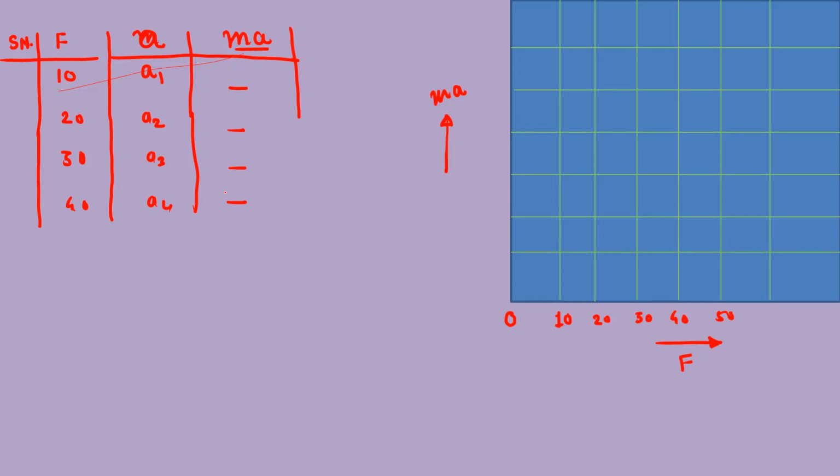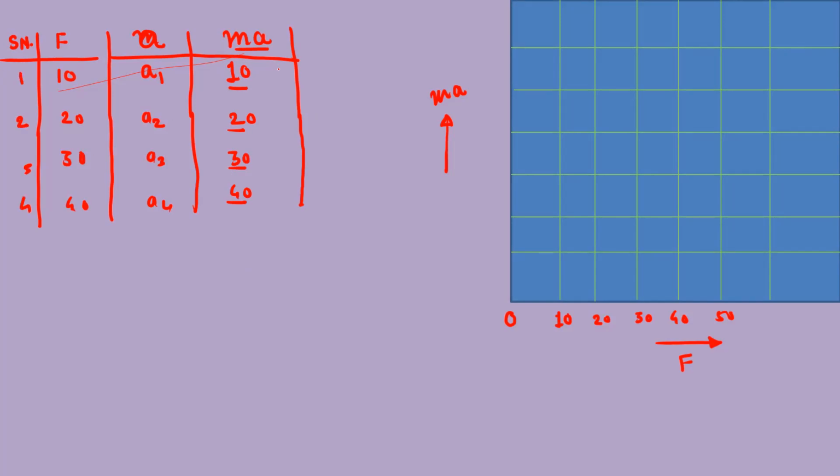If you perform the experiment very accurately, then this mass into acceleration value will be close to the external force. Theoretically, it should be equal to the force. So you will get this value as 10, this is 20, this is 30, this is 40, and so on.